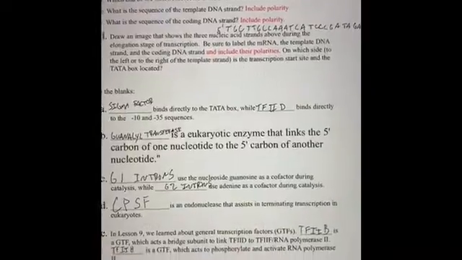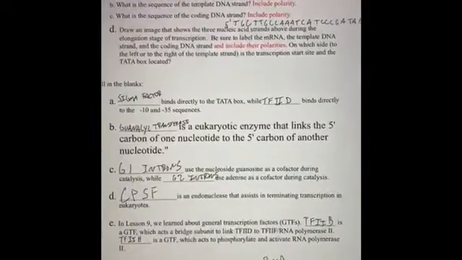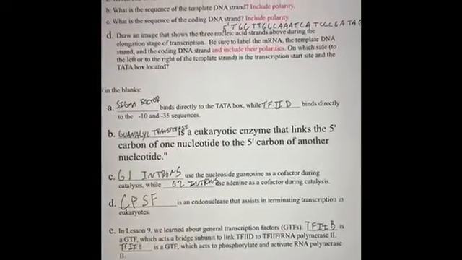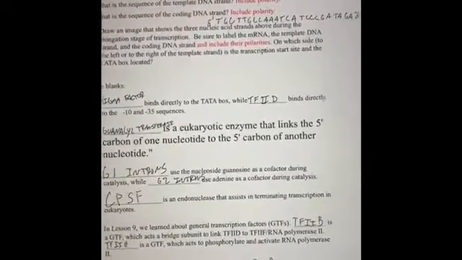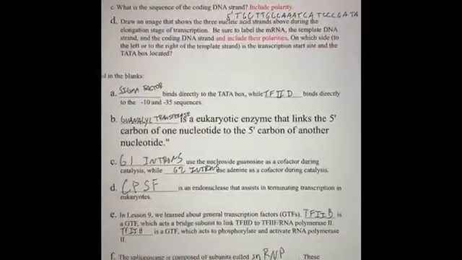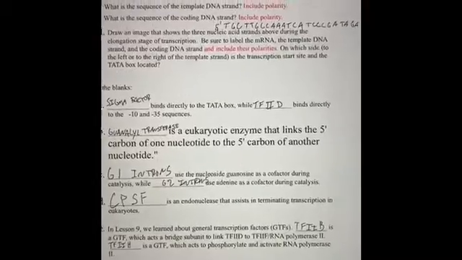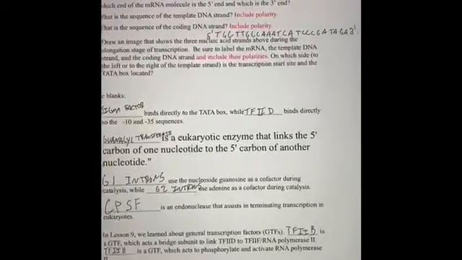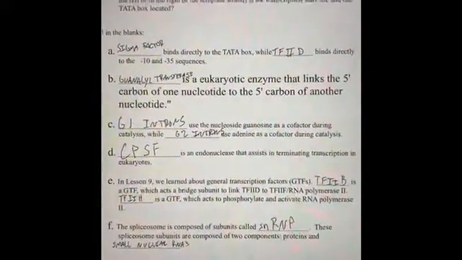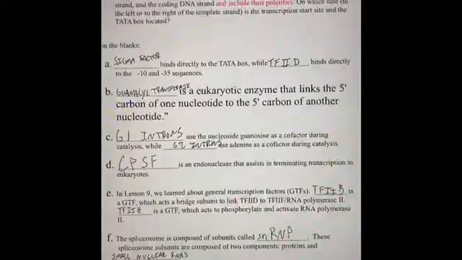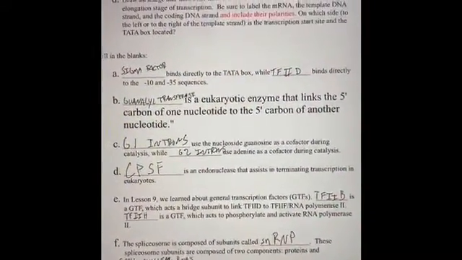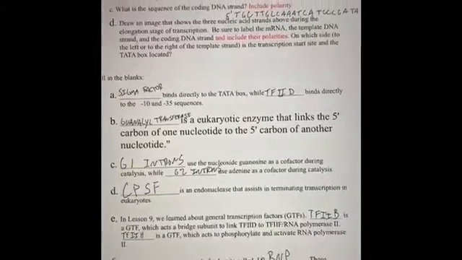E, in lesson 9 we learned about general transcription factors. TF2B is a general transcription factor which acts as a bridge subunit to link TF2D to TF2F RNA polymerase II. And TF2H is a general transcription factor which acts to phosphorylate and activate RNA polymerase II. Finally, F, the spliceosome is composed of subunits called SNRPs. These spliceosome subunits are composed of 2 components, proteins and small nuclear RNAs.